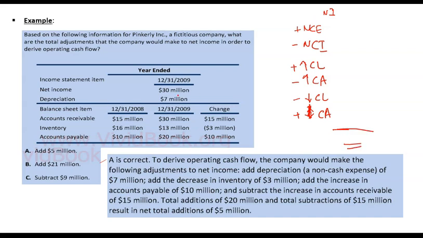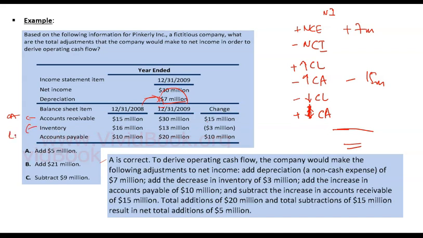So what is the non-cash expense here? Depreciation. It is an expense, so you will add it. So add 7. Then the balance sheet item, accounts receivable. Accounts receivable has increased. So an increase in current asset; accounts receivable is a current asset and it has increased. So the increase in current asset should be subtracted. That is 15 million.